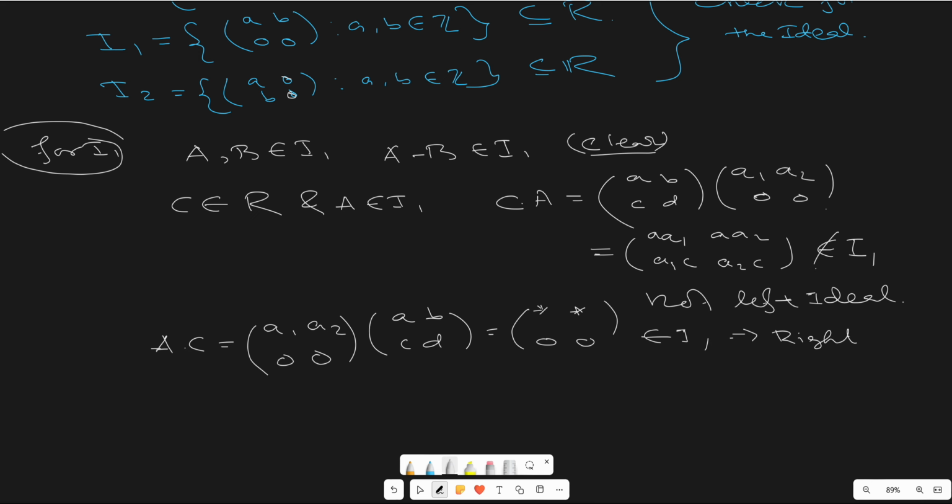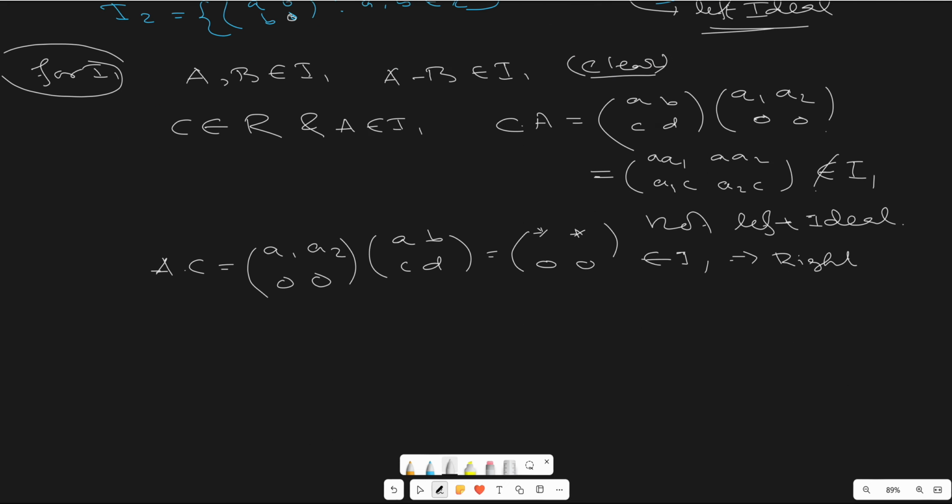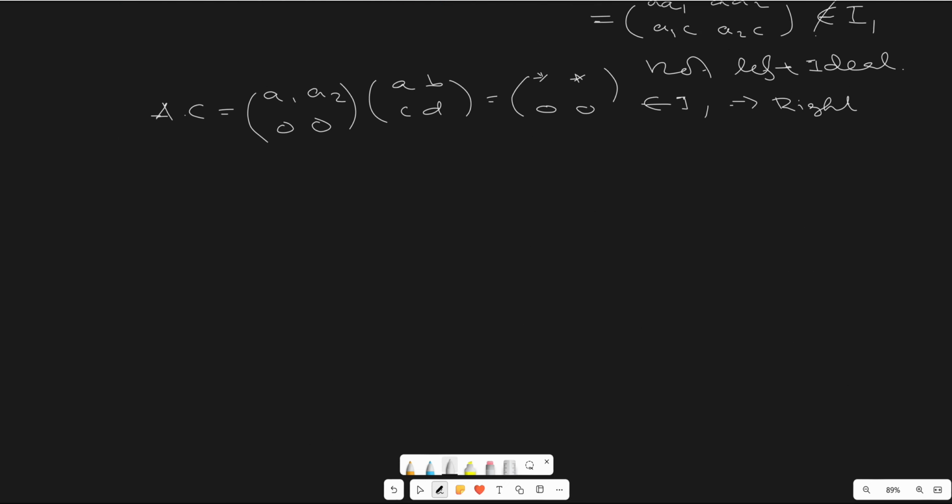So this is not an ideal. So this is right ideal, and you check it. This will be left ideal. This will be left ideal, right? So the ideals have been checked. So this is over, I guess, right?